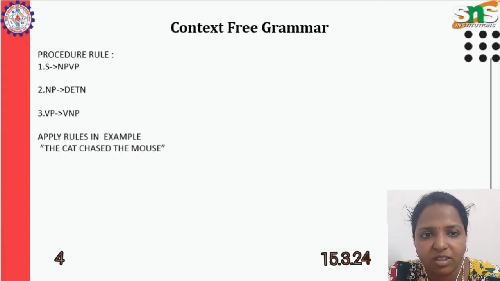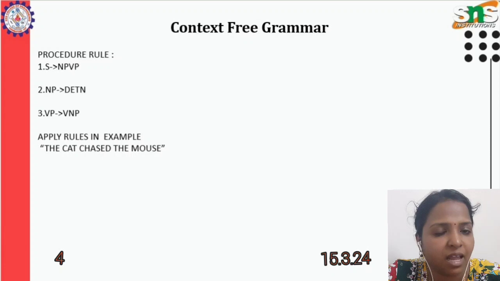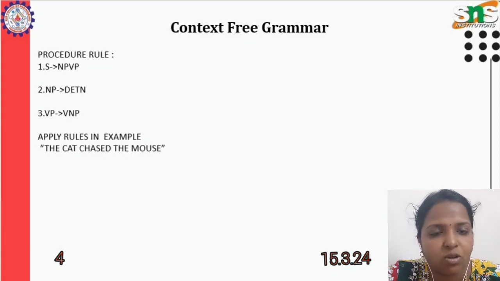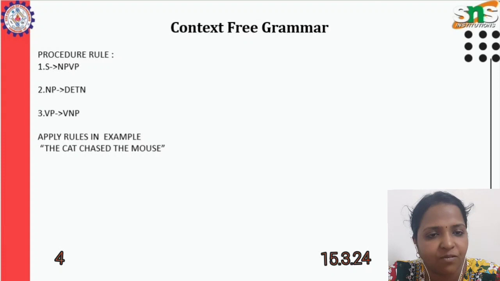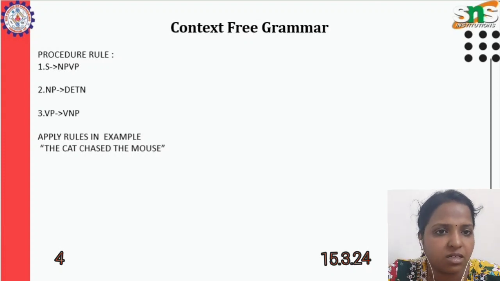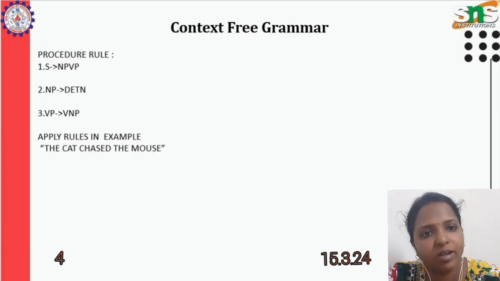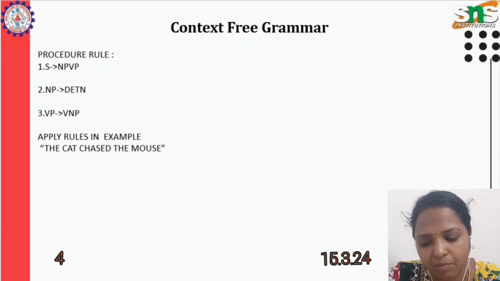So we go to the next rule, that the noun phrase should have the determiner, next the noun. Let's take the noun phrase. Here the noun phrase is the cat. Cat is a noun, and obviously the is a determiner. So we have the determiner first, next the noun. So the second rule is also satisfied very well by my example.